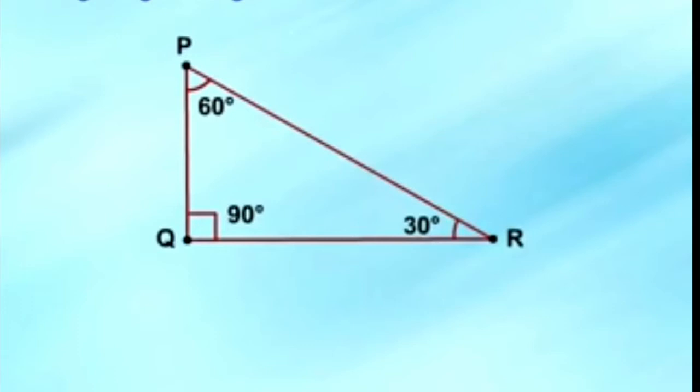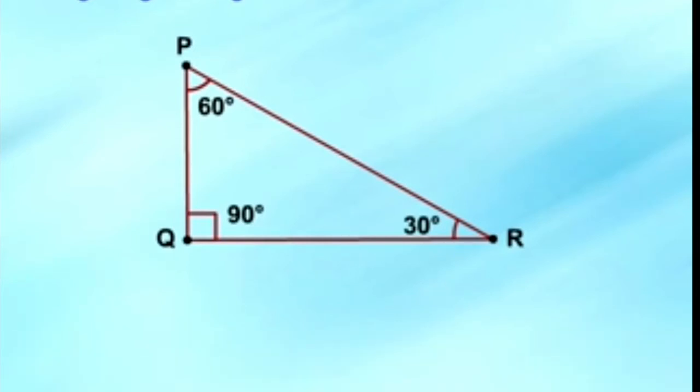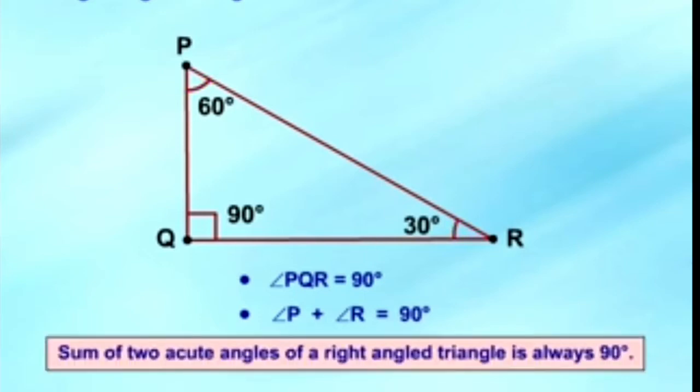Now the second one is right angled triangle. If one of the angles of a triangle is a right angle, it is called a right angled triangle. Here we can see angle PQR is 90 degree. So it is a right angled triangle. And the other two acute angles, that is angle P and angle R, the sum is 90 degree. You can see 60 plus 30 is 90. So the sum of two acute angles of a right angled triangle is always 90 degree.